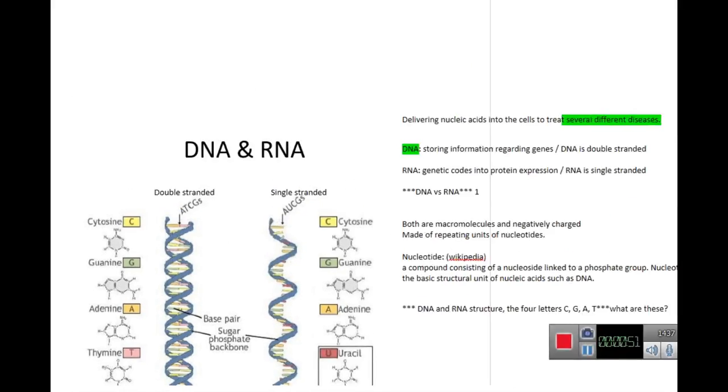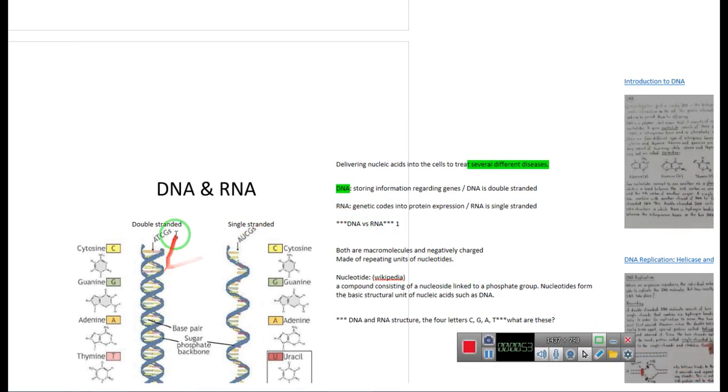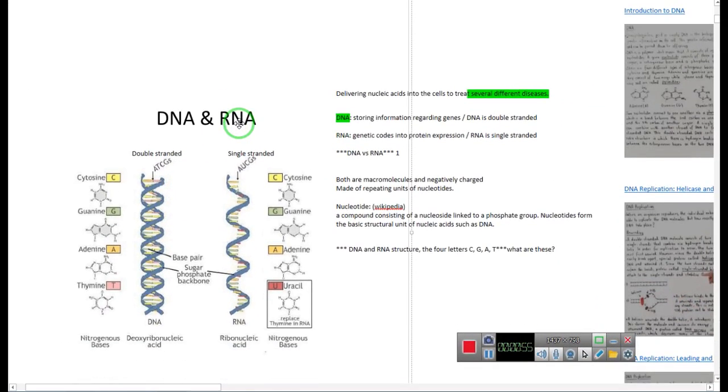Well, when the DNAs and RNAs, these two nucleic acids, are not working efficiently or properly, there will be some diseases originated from them. Let's have a look at the difference between the DNA and RNA.